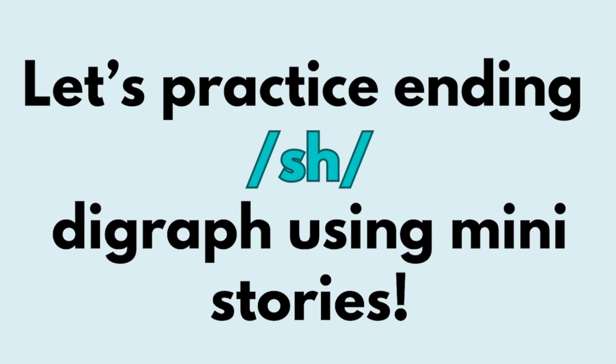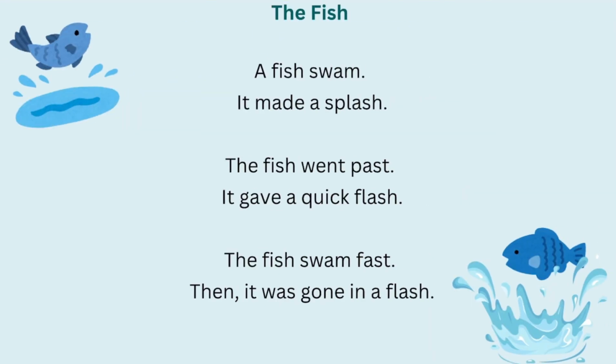Let's practice ending sh digraph using mini stories. The fish. A fish swam. It made a splash. The fish went past. It gave a quick flash. The fish swam fast. Then it was gone in a flash.